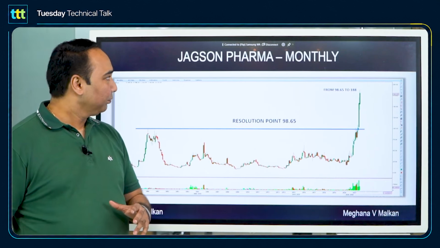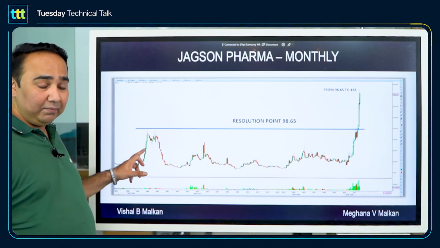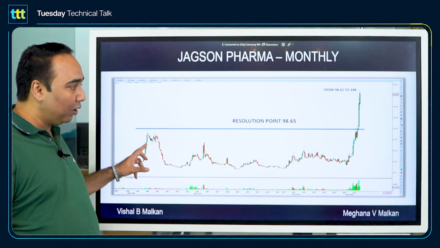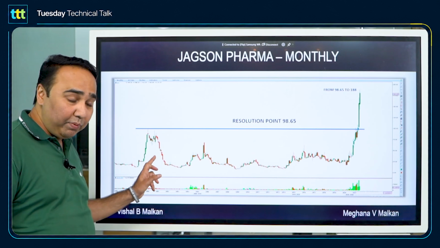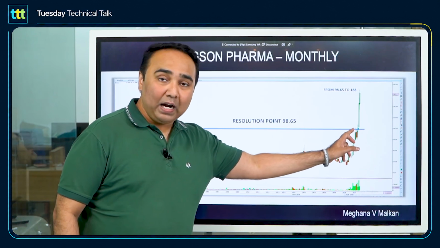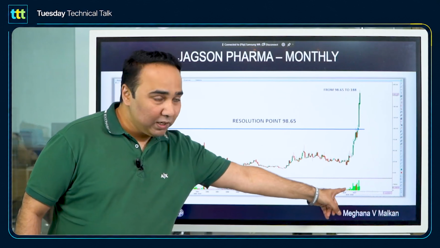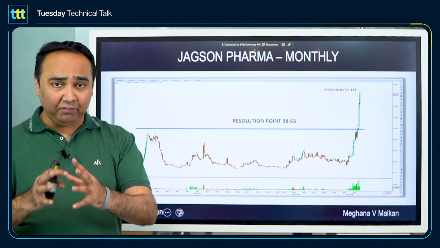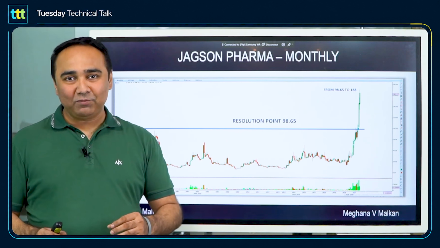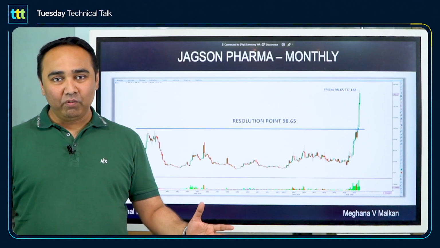Look at this one. Jackson Pharma, 1999, this is 1999 2000, and it's almost distribution and then accumulation and then advance and then growth, breakout. And look at that volume, right? This is the perfect cup. Now look at one more tagline for you. Longer the cup, stronger the move.